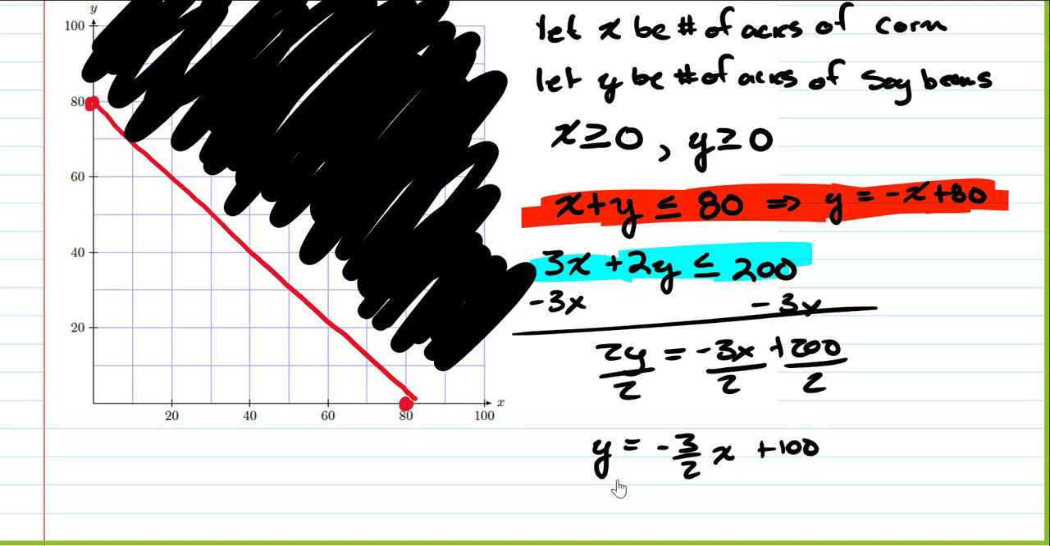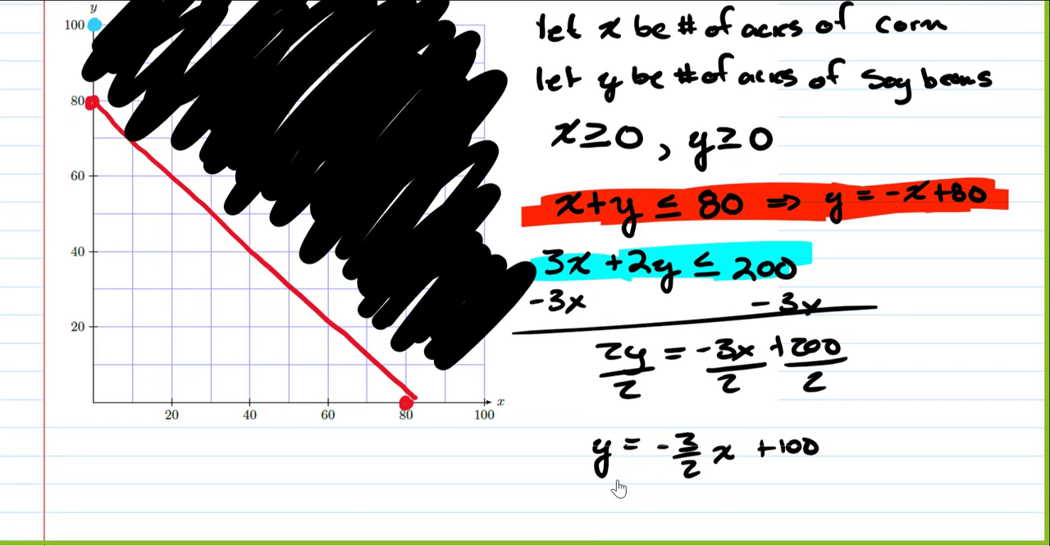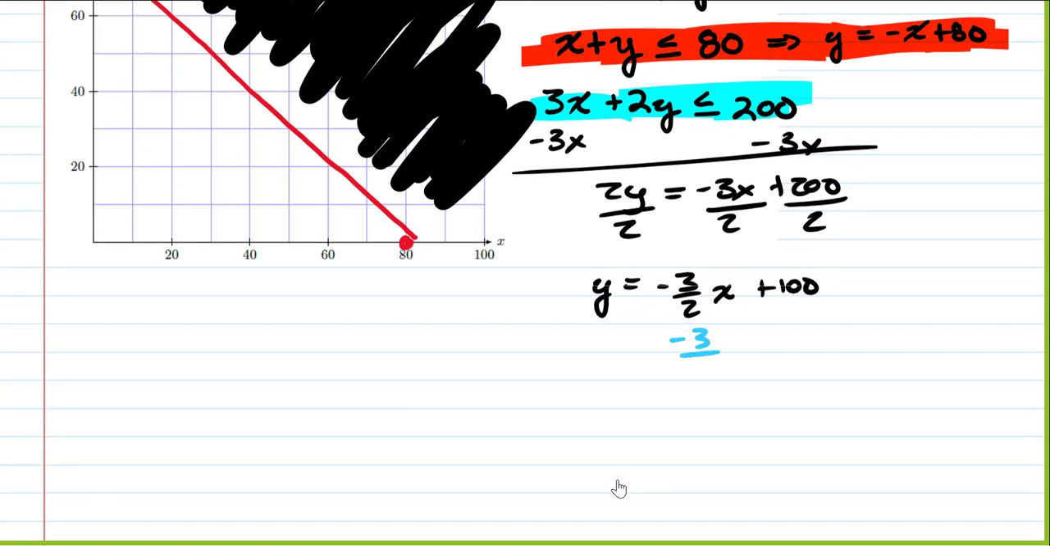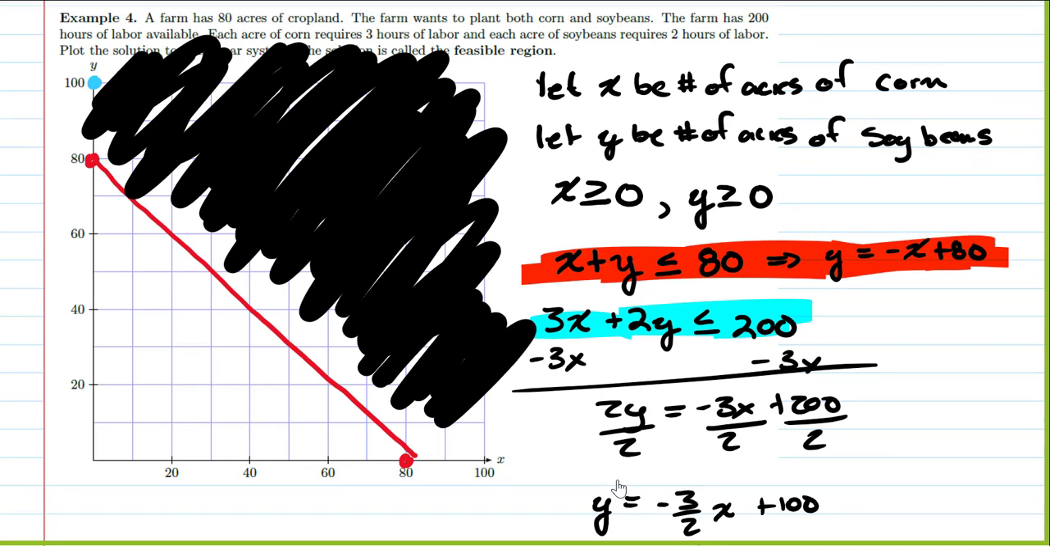So that means our blue line starts up here at 100, and then we have a slope of negative 3 over 2. So in terms of a fraction, negative 3 over 2 is the same as negative 30 over 20, because they're just fractions. So that means I go down 30, so from 100 to 70, and over 20, down 30, down 3 over 2, down 3 over 2, play connect the dots, and I get something that looks like this.